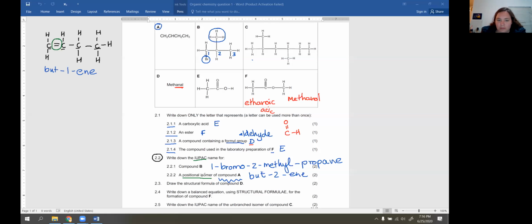The positional isomer has to move the double bond. Now, if we move the double bond right to the end, we actually just start numbering 1 from this end. So it's still 1-butene. So the only place that you could move it to is over there. I'm going to quickly undo it so I haven't changed what the molecule is. But that's the only place that you could move it to. And because of that, our answer is but-2-ene.